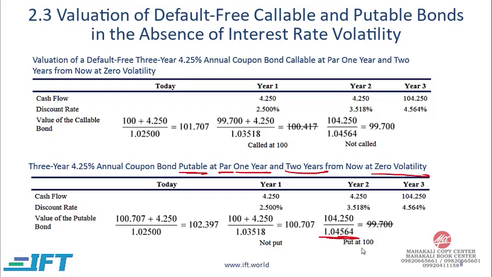This means that the bond will be put at 100. Then one period before, we take 100 plus the coupon and discount at the relevant forward rate, and we get a number that is more than 100, so it will not be put. And then we bring that back, add the coupon and discount at the 1 year spot rate, and we get this number. Notice that this is larger than the number that we got when we valued a straight bond, and the difference between the two numbers now would represent the value of the put option.